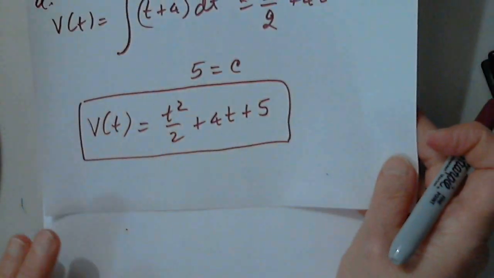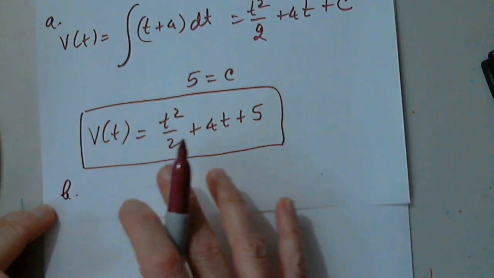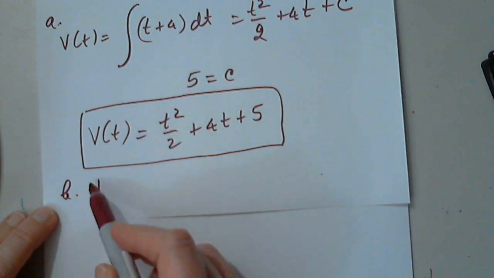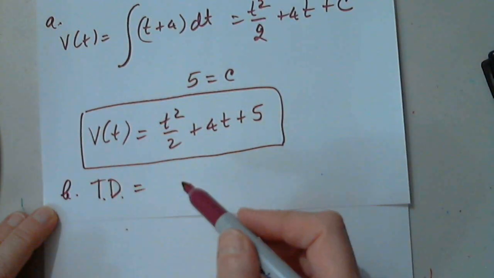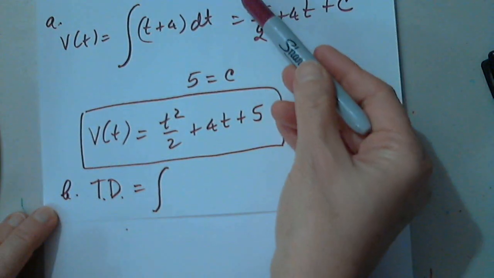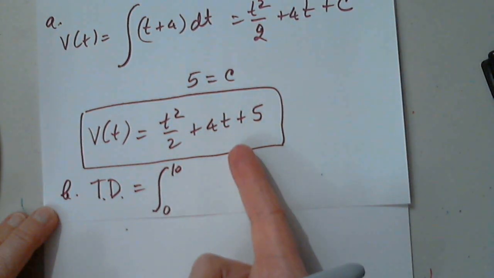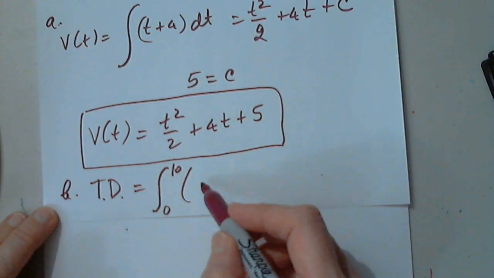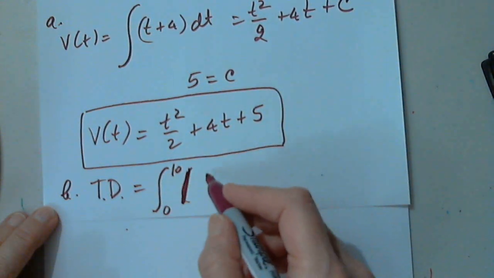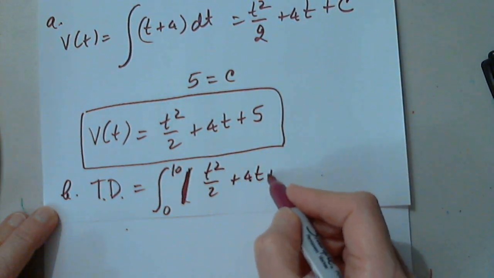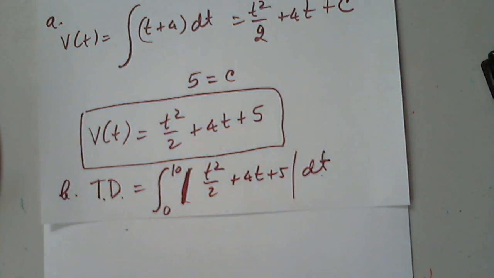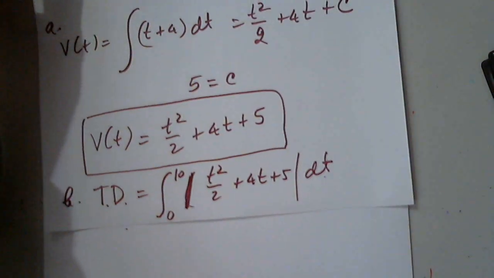Now, in order to determine the total distance, and this is not an easy situation, I will have to find the integral from 0 to 10, which is a definite integral, because it's a number. Now I don't want the function, I want to find a number. From 0 to 10 of the absolute value of t squared over 2 plus 4t plus 5 dt. Which is not a friendly situation, because I have the absolute value of a quadratic function. So we have to study that first.